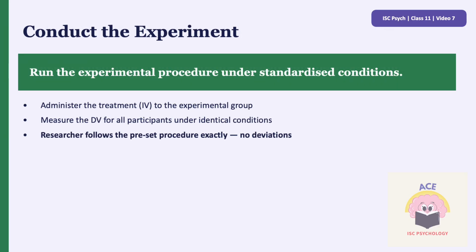Step 5. Conduct the experiment. The researcher runs the experimental procedure, that is, administering the treatment to the experimental group, the placebo or control condition to the control group, and then measuring the dependent variable for all participants under standardized conditions.